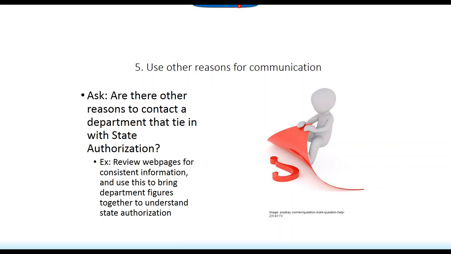But I try to look and see if there's another reason that's relevant on its own merits to a particular department, and try to use that as my in to that department, and then backdoor the state authorization issue in there.